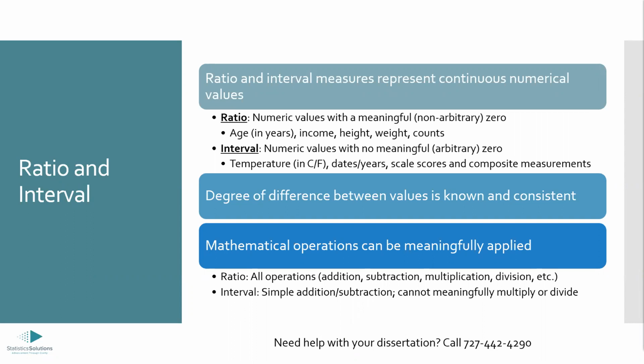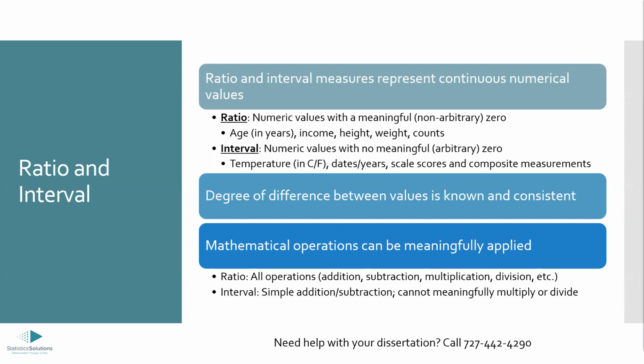And this means that we can apply certain mathematical operations to these values. For ratio level data, virtually all mathematical operations can be applied. So you can add, subtract, multiply, and divide. For interval levels of measurement, you may only be able to meaningfully conduct addition or subtraction. You can't always meaningfully multiply or divide interval levels of measurement. And so what do we mean by this?